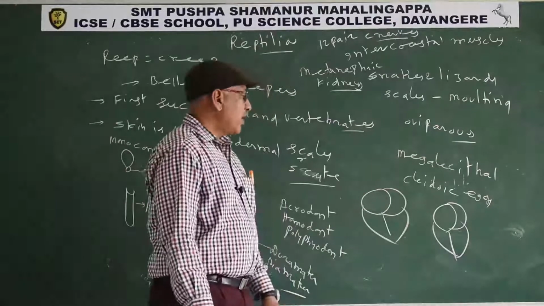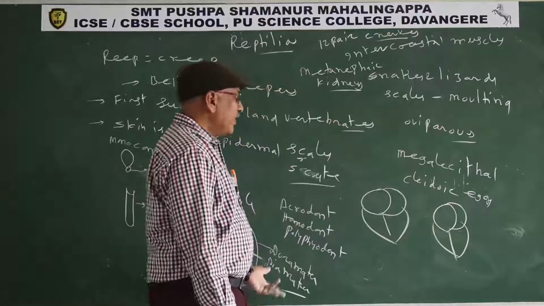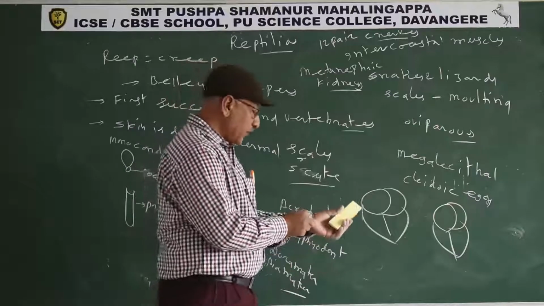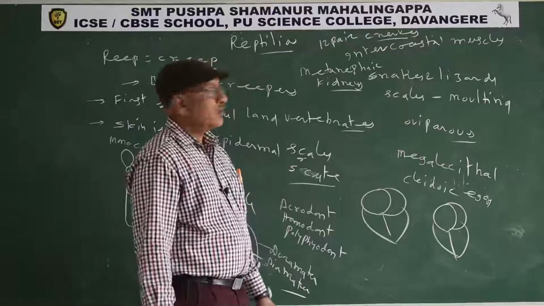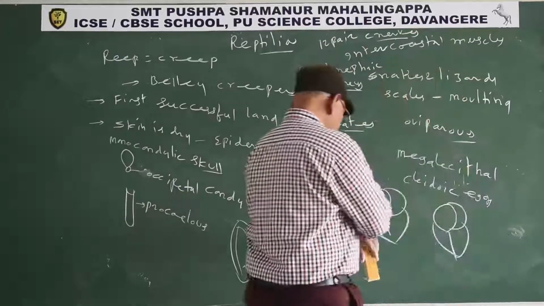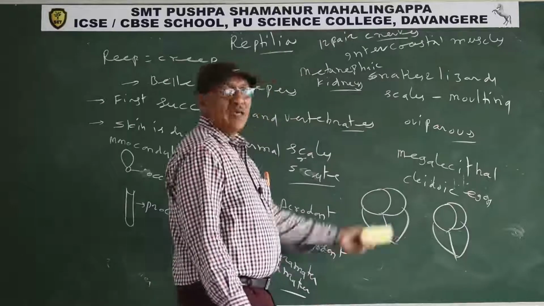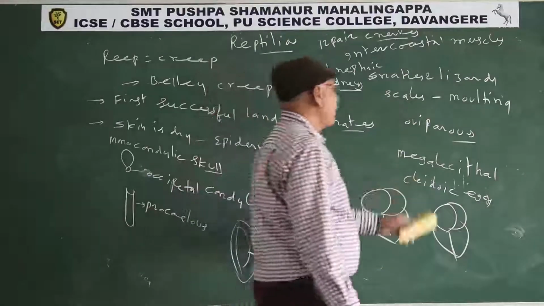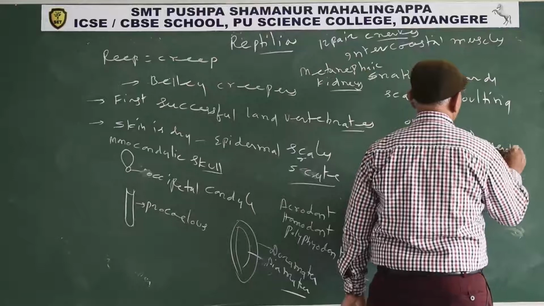Next point: heart is three-chambered, with the ventricle incompletely divided. But in crocodiles, the ventricle is divided completely into two chambers, meaning crocodiles have a four-chambered heart. Eggs are megalecithal, cleidoic. Megalecithal means abundant amount of yolk material. Cleidoic means shelled eggs. And eggs undergo meroblastic cleavage.